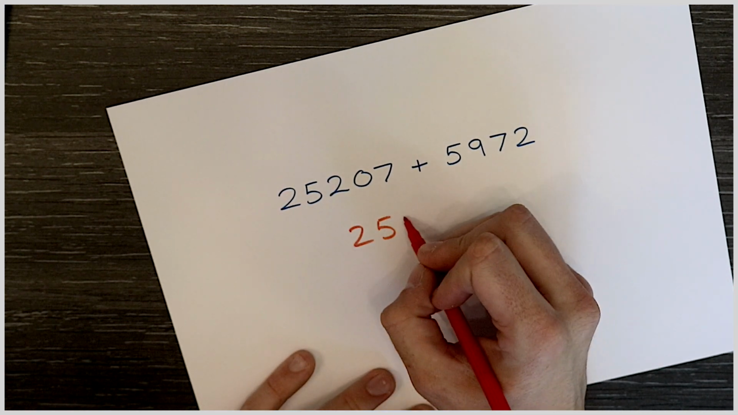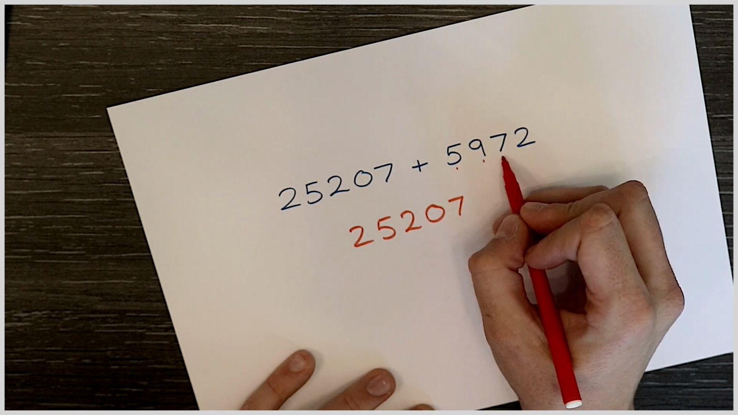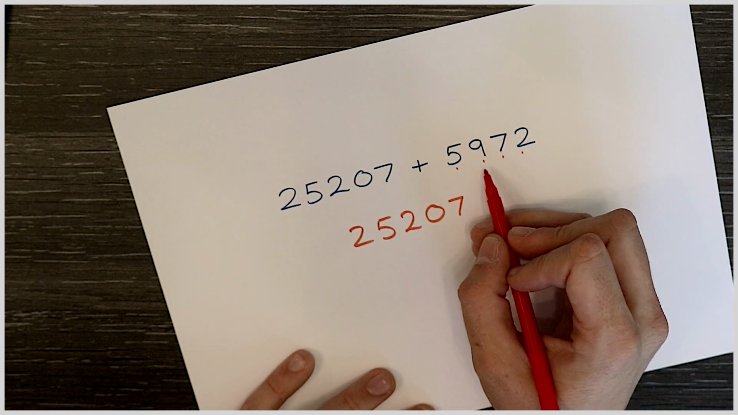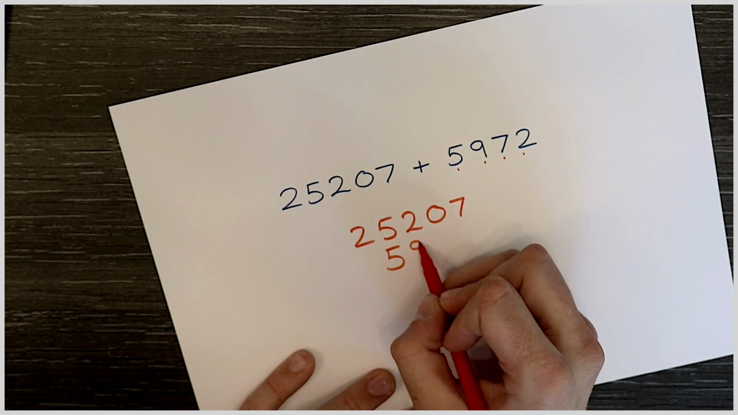So we're going to do 25207, and then we're going to take this number. Now we notice it's only 4 digits, so that means it's only a thousands number, so we need to start it in the right column.